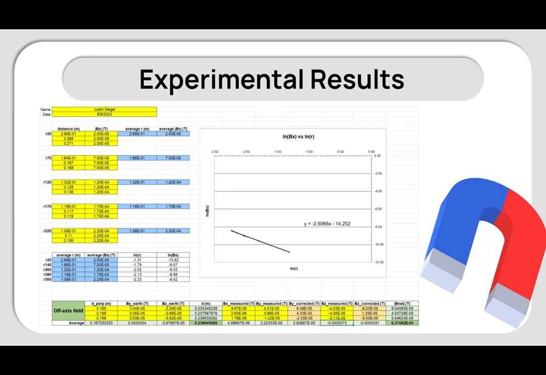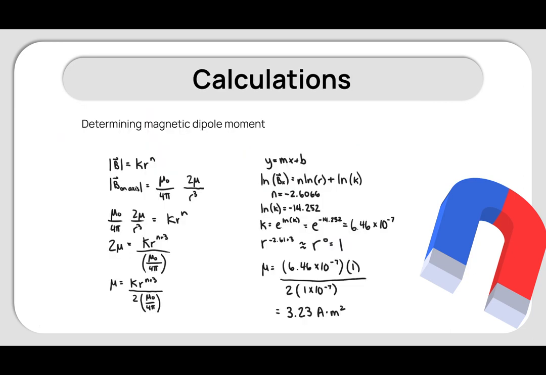So here are my experimental results. As you can see in the top left in the yellow, those are the distance in meters and the magnetic field in Tesla. And then at the bottom is the off-axis field, as you can see the calculated distance and the calculated net magnetic field, which is 6.37 times 10 to the negative fifth, which I stated earlier. Here is a graph created, and this y equals mx plus b equation will come in handy further on in this presentation.